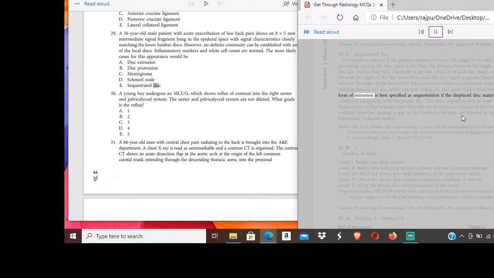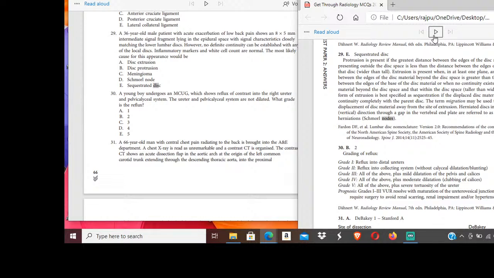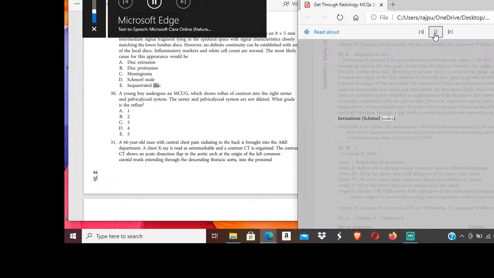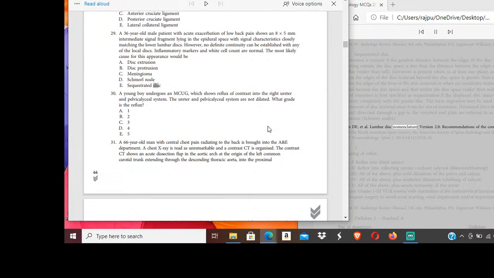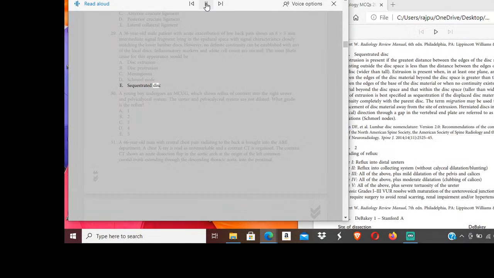The latter form of extrusion is best specified as sequestration if the displaced disc material has lost continuity completely with the parent disc. The term migration may be used to signify displacement of disc material away from the site of extrusion. Herniations of disc in the craniocaudal, vertical, direction through a gap in the vertebral end plate are referred to as intravertebral herniations, Schmorl nodes. Fardon DF, et al. Lumbar disc nomenclature, version 2.0, recommendations of the combined task forces of the North American Spine Society, the American Society of Spine Radiology, and the American Society of Neuroradiology. Spine J. 2014, 14, 2525-2545.